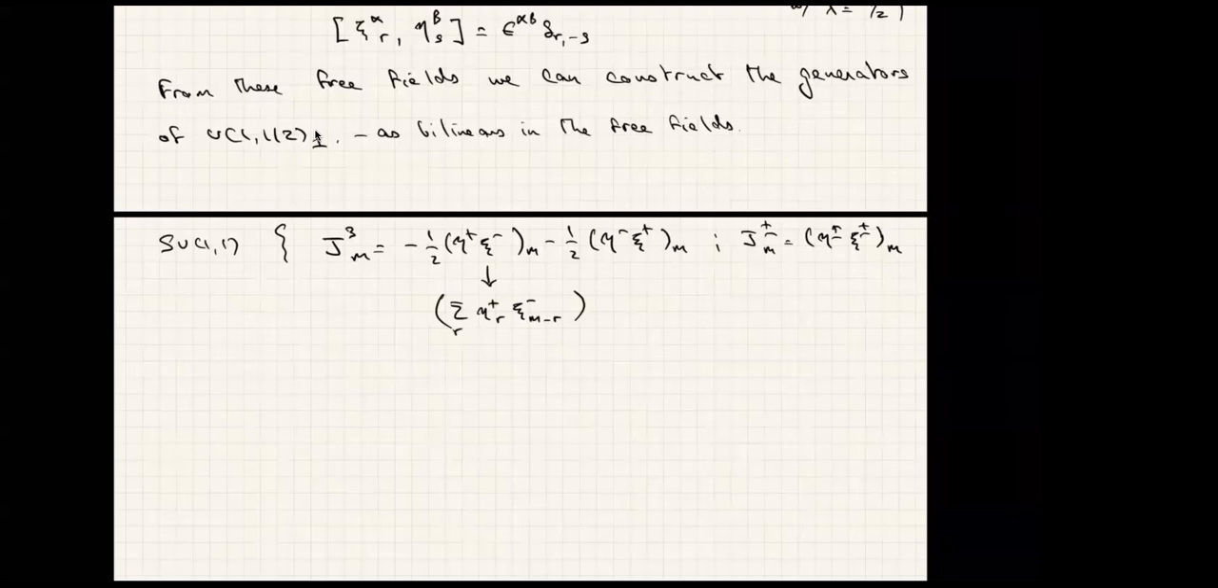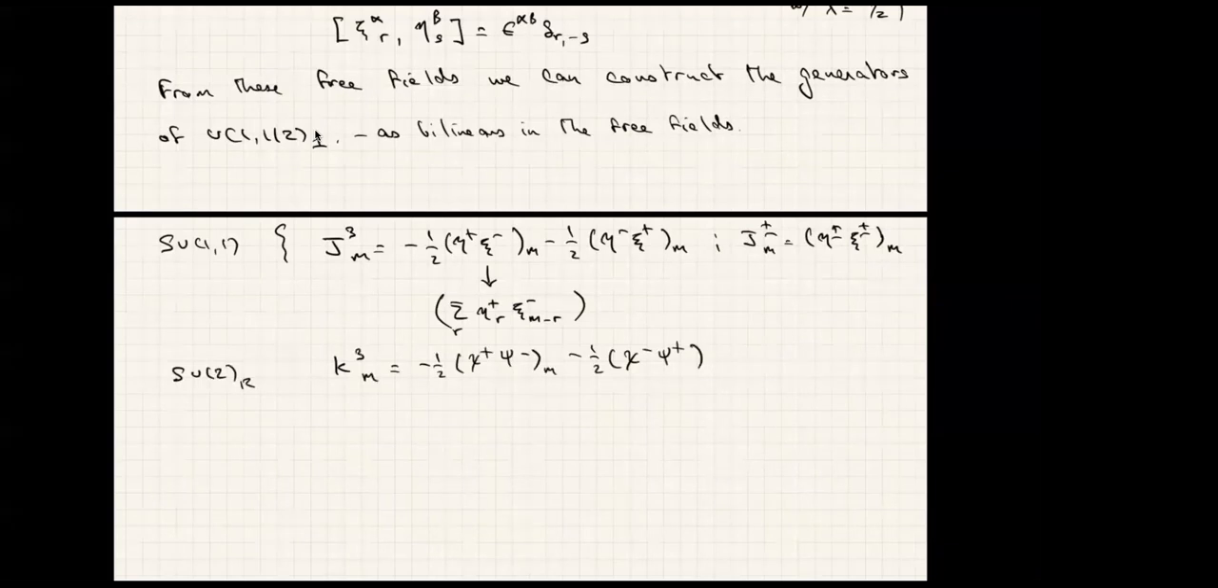So that's the SU(1,1). Similarly, for the SU(2), the R-symmetry generators, there's a similar expression. This was involving only the symplectic bosons, the free bosons. The SU(2) involves only the fermions, and in fact that's the usual construction that you have for SU(2) or U(2). So these would be the generators of SU(2).